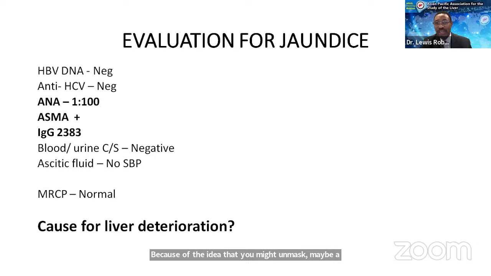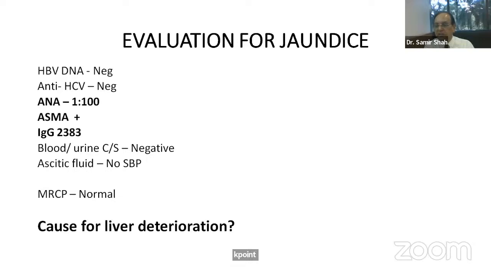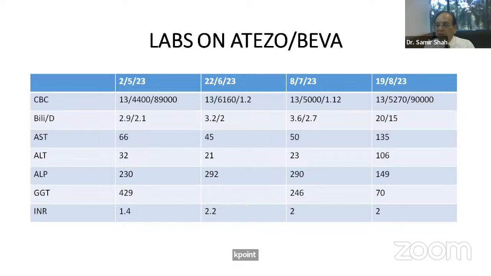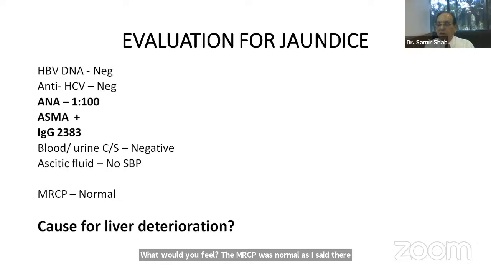So what would you feel the cause of deterioration is? If I go back to this slide again, the bilirubin had disproportionately jumped up compared to the liver enzymes, and the alkaline phosphatase and gamma GT had not jumped up. So it was not a hepatitis that was predominant, but the bilirubin suddenly jumped up to more than five times the previous one. The MRCP was normal. As I said, there was no gross worsening of the liver tumor to explain that the entire tumor was involving the liver and that's why the bili was high. Would you accept this as an autoimmune hepatitis related to the immune checkpoint inhibitors?